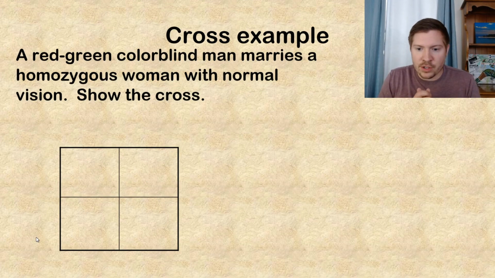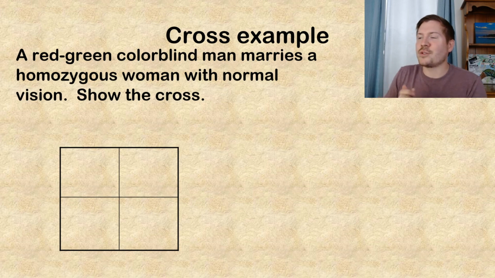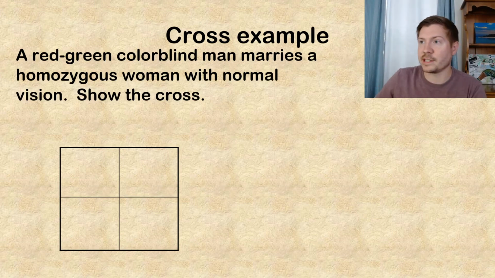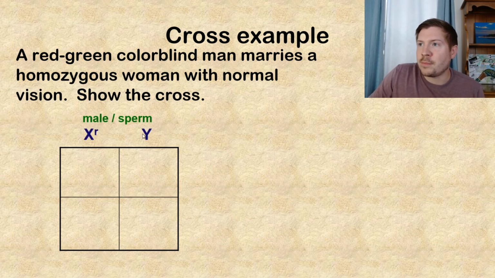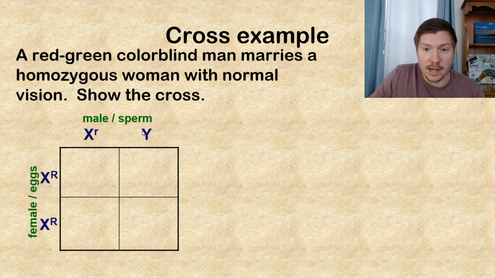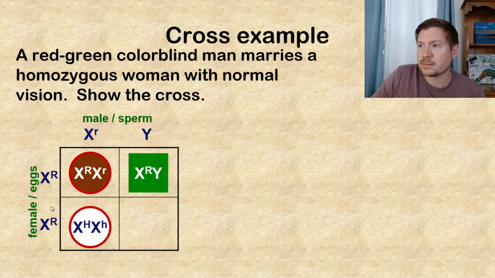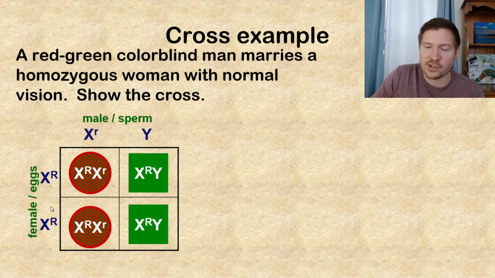All right, so we're going to end here with one more cross. Here we have a red-green colorblind man who marries a homozygous woman with normal vision. Show the cross. I'm going to use the letter R for red-green colorblind. Little r is the colorblind allele, big R is the normal allele. So my colorblind man is going to be X little r Y, and my normal vision female, who they said is homozygous, is going to be X big R, X big R. Then if we fill out the whole cross, my H's turned into R's there. This is what we get.